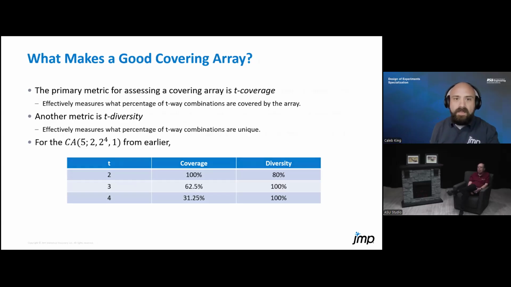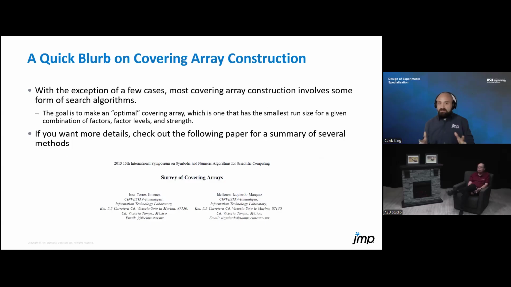Now, as I promised, I'm going to have a quick blurb on how these are constructed. I did look into this a little bit, and in fact, the paper that I've got on the screen, if you want to take a screenshot of that, is a reference that does a really good job of surveying and summarizing a lot of the different methods used to create covering arrays. For most of them, it's based on search algorithms. I know in optimal design we have coordinate exchange, but there are some cases where you can directly construct them. For covering arrays, there are a few cases where you can directly construct, but for most of them, you are doing some sort of search algorithm.